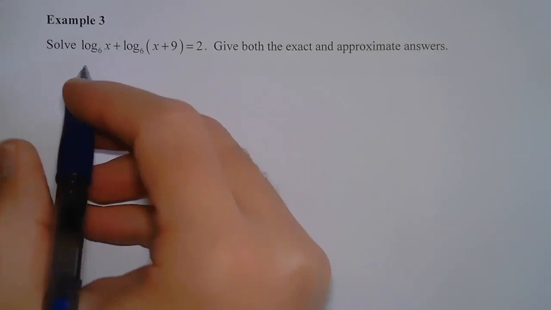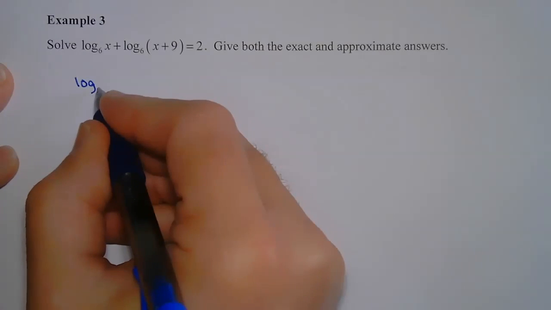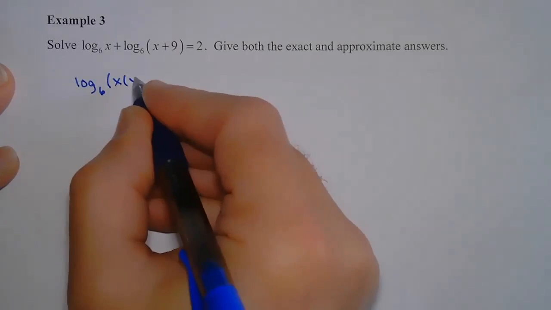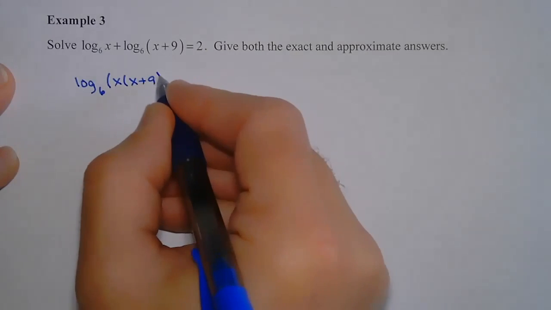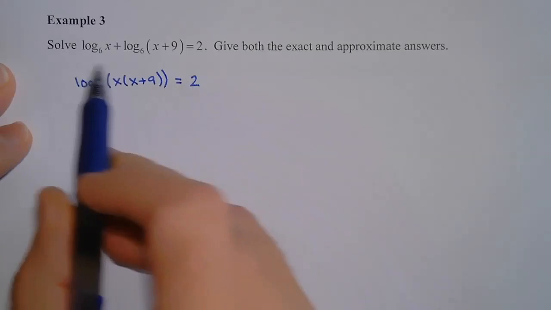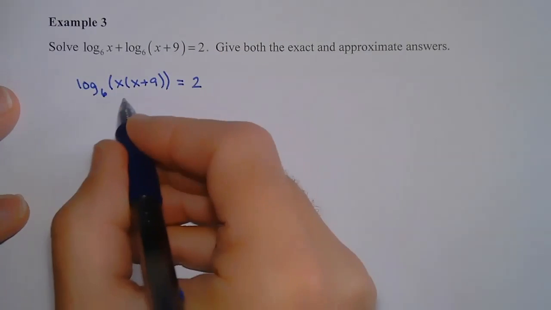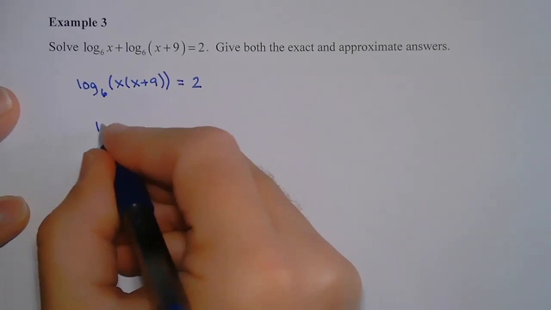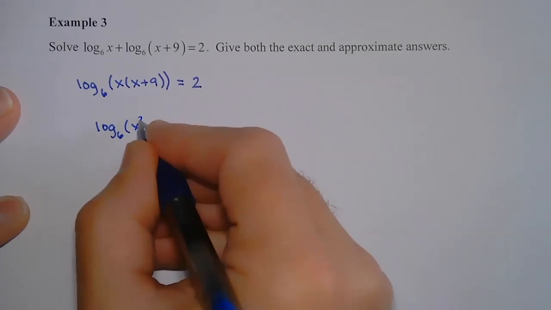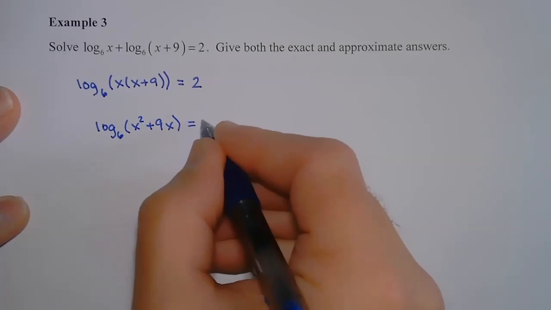So we're going to rewrite this as log base 6 of x times the quantity x plus 9. So I need to close the parentheses, and that's equal to 2. And that's condensed to one logarithm now, right? Okay, so now I'm going to multiply this x times x plus 9. So this becomes log base 6 of x squared plus 9x is equal to 2.